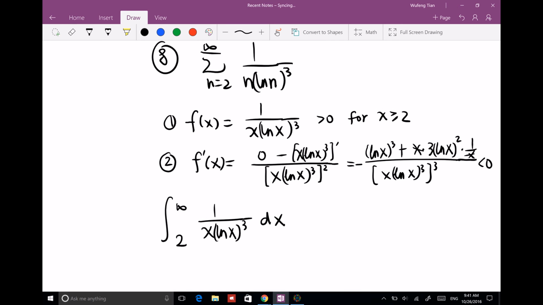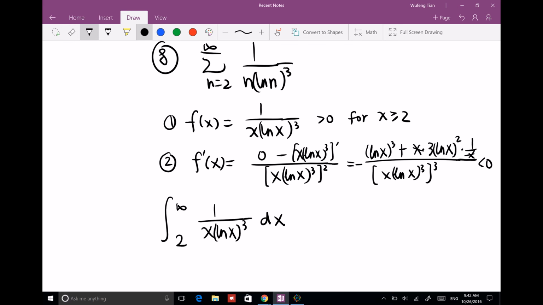So I have a question here. Did you all get this so far? Or have you finished there? First, you set up f(x) equals 1 over x ln x cubed. And then this is positive for all x bigger than or equal to 2. That's not a problem because x is positive, the whole thing is positive.